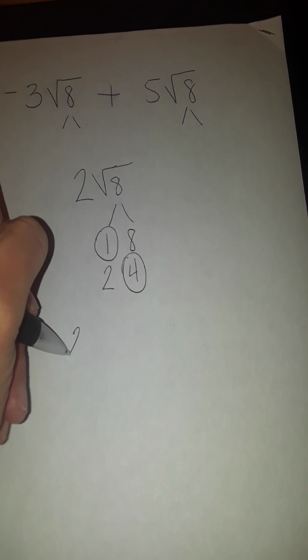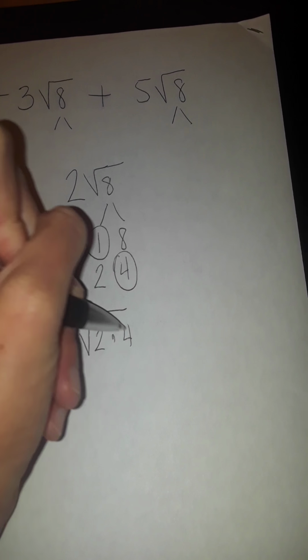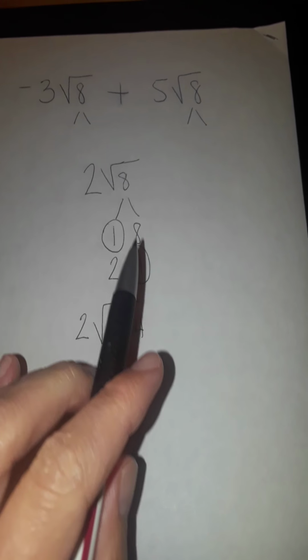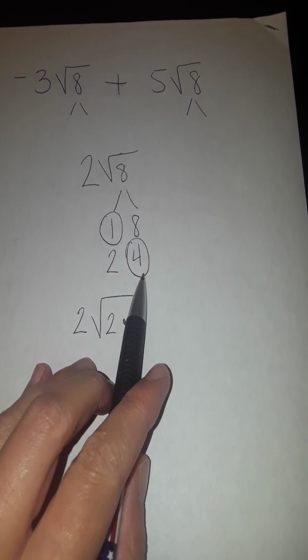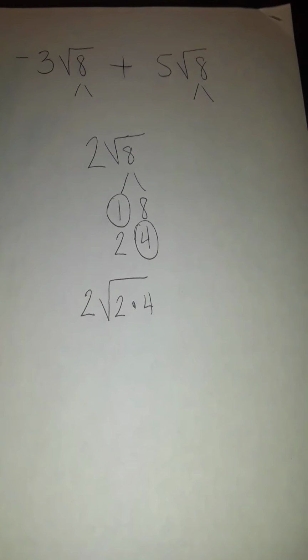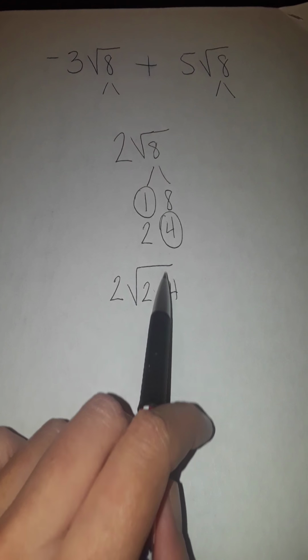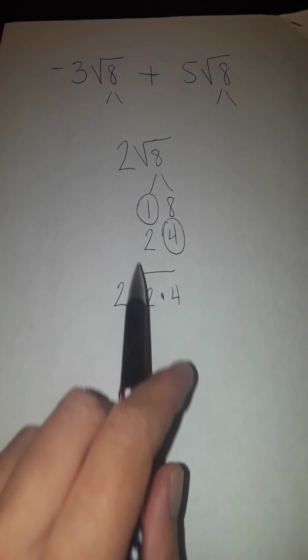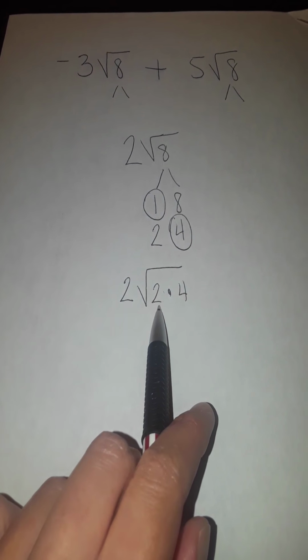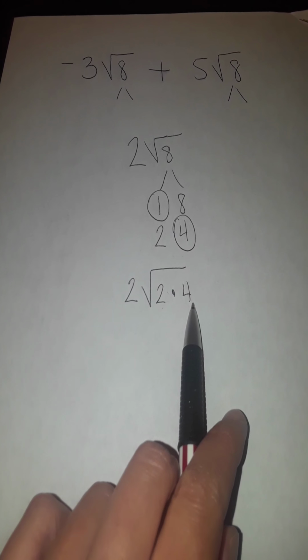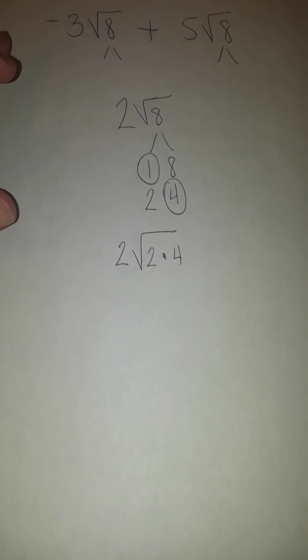So I'm going to rewrite the number 8 as 2 times 4. And I chose this combination as opposed to this one because this one has a larger perfect square. I pick the largest one out of the batch that I have. Now when I rewrite that, 2 times 4 is in fact 8. So this is why this is not the final answer. Which of these two numbers here has a perfect square? 4. What is the square root of 4?